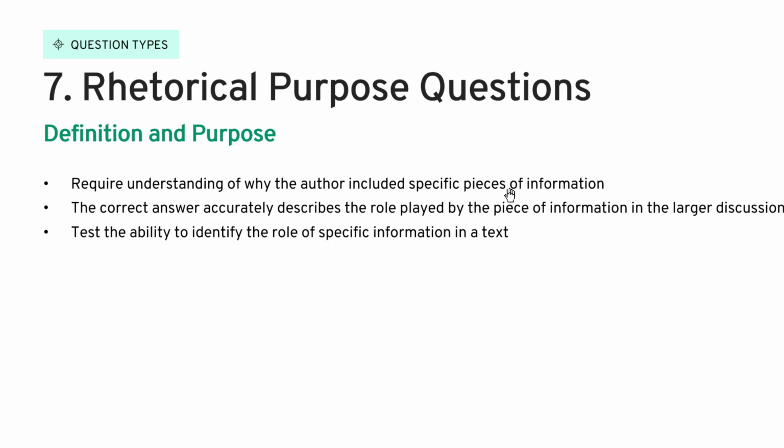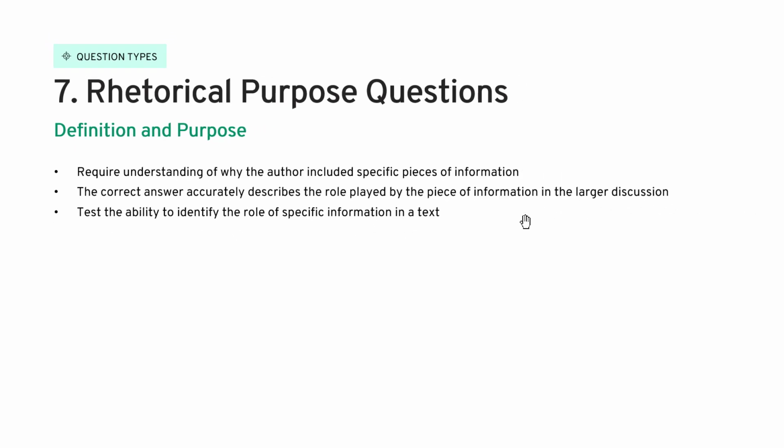That's the main goal of a rhetorical purpose question. It asks us to find out the reason, the author's intention for mentioning a specific point. And usually the answer to this question would accurately describe the role that is conveyed by the specific piece of information in the larger argument inside the text. It asks us that kind of reason, the indirect reason stated behind the text.